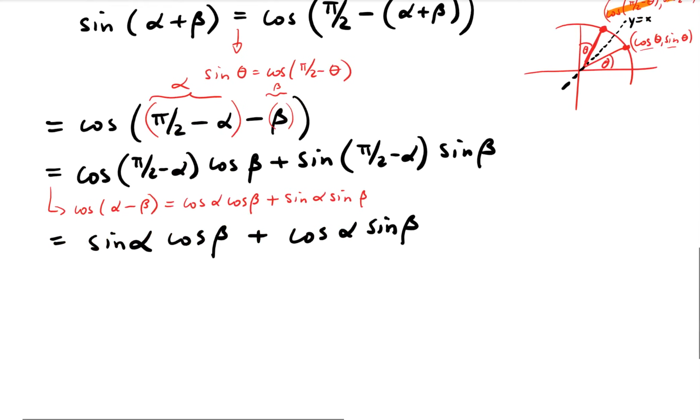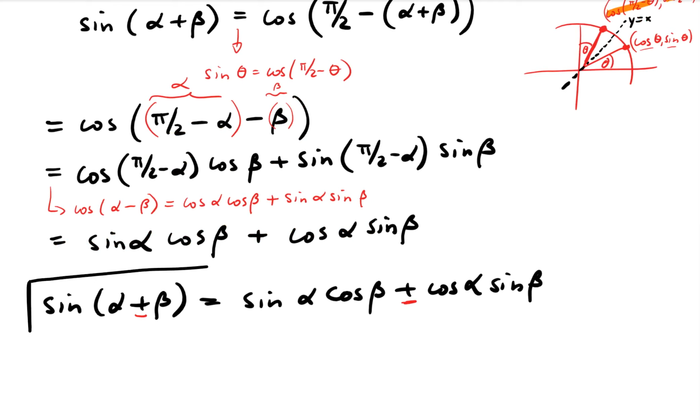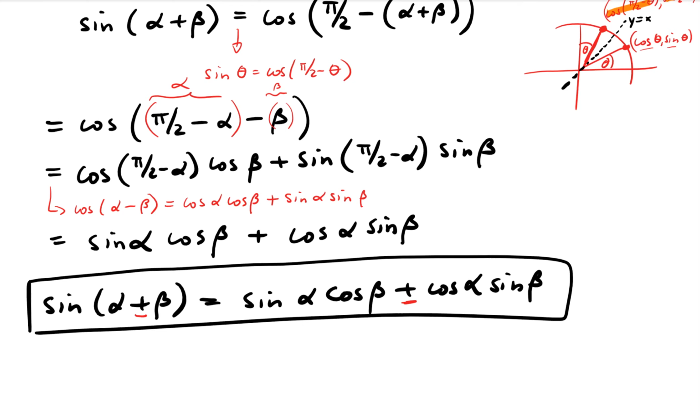And with this, I get this nice formula. Sine of alpha plus beta is equal to sine of alpha cos of beta plus cos of alpha sine of beta. So that's the formula. And for sine, if it's a difference, we could perform the same trick we did before. We're going to get a minus there. So if it's plus on the other side, if it's minus, it's minus. For a cosine of a sum or a difference, it's kind of the opposite.